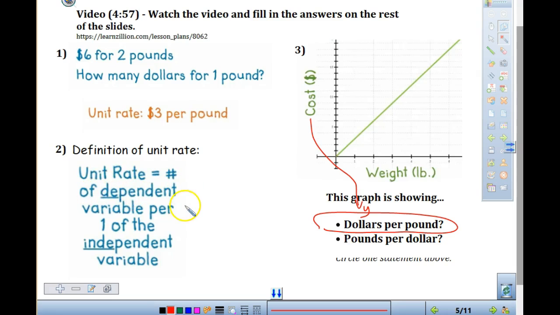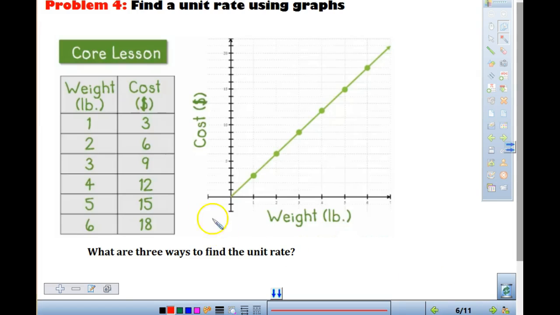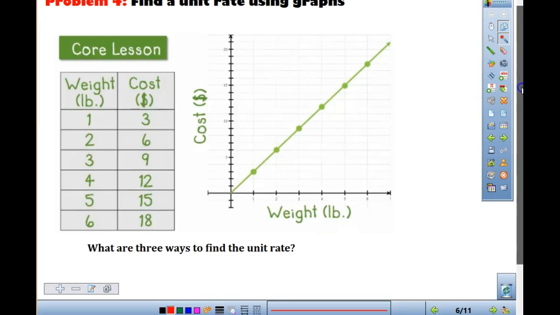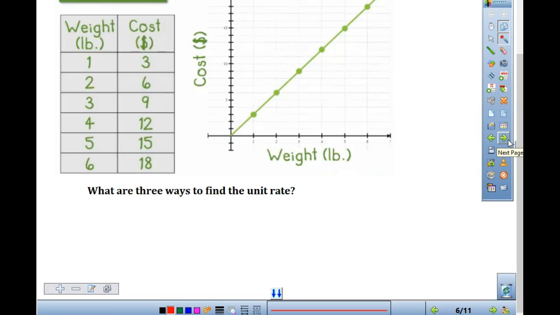It's the number of the dependent variable per 1. So it is always whatever number is your dependent variable per 1 of your independent. So it's 1 on the independent and whatever number it happens to be on that dependent variable, okay? On the top of the next page, these are the 3 ways that I want you to write down. I'm going to give you these 3 ways. I need you to write them as I'm writing them. There's going to be 3 of them, okay?